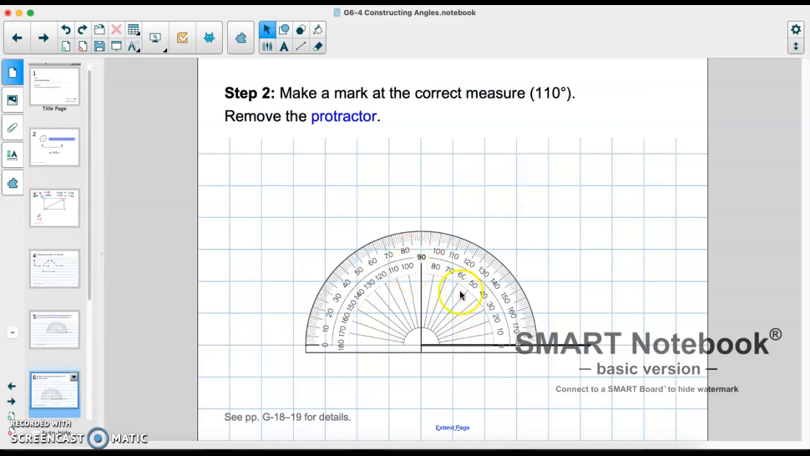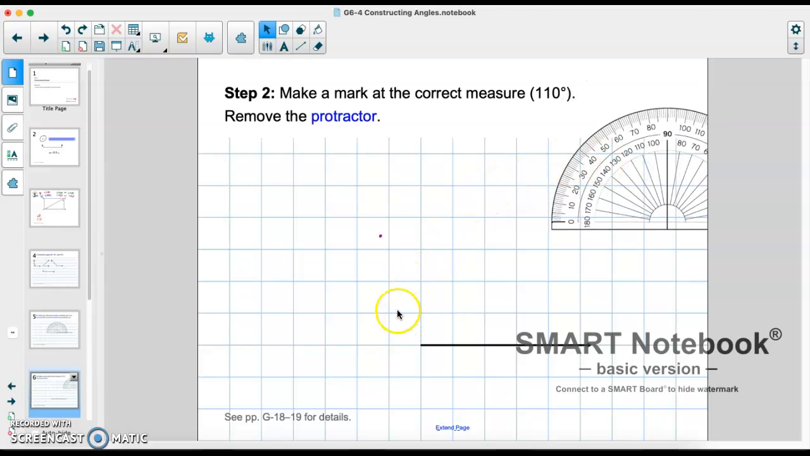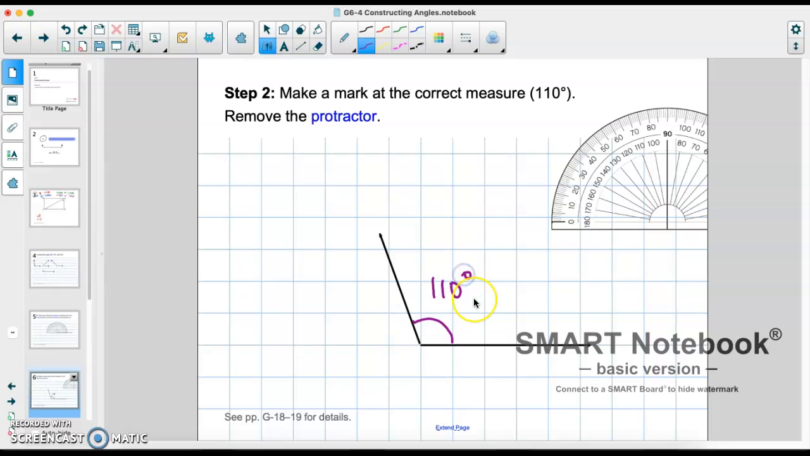So what I need to do, using this inside scale, is make a mark at 110 degrees, which is going to be right here. And then I'm going to move the protractor out of the way. So then what I have is this ray that I've drawn, and I'm going to draw a straight line using my ruler to the dot that I drew. And then what I've done is I have drawn a 110 degree angle.